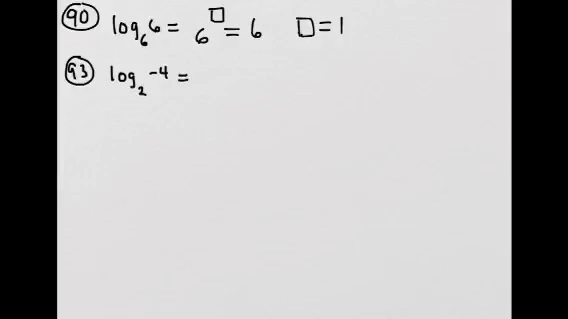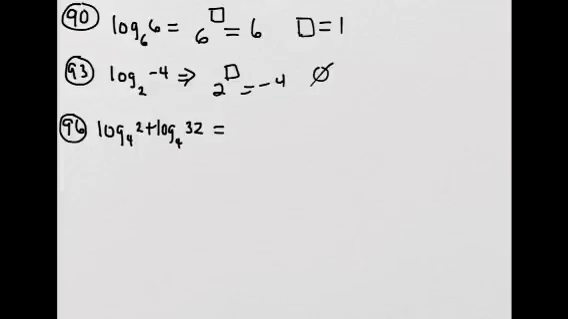Number 93, if that negative wasn't there, then the answer would be 2. But because there's a negative right here, it's saying 2 to what power is negative 4? Well, nothing. Nothing is going to make it a negative 4. Not a positive number, not a negative number, no real number will make this statement true. So this one has no solution.